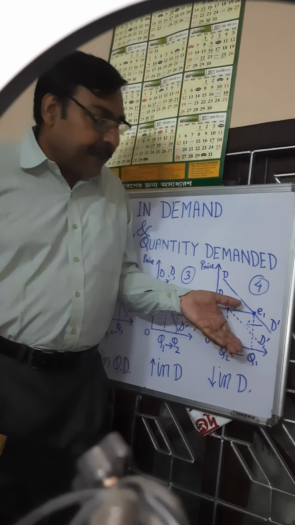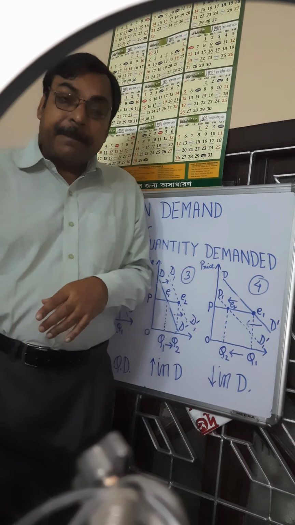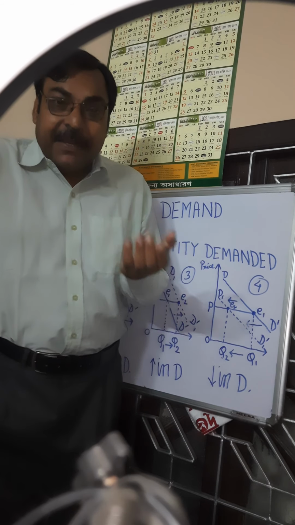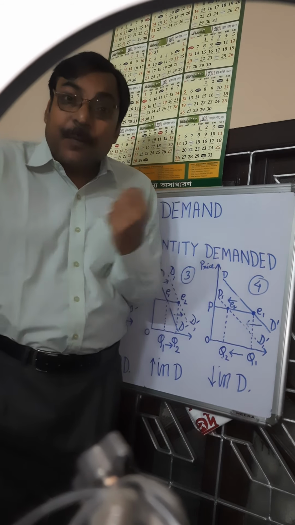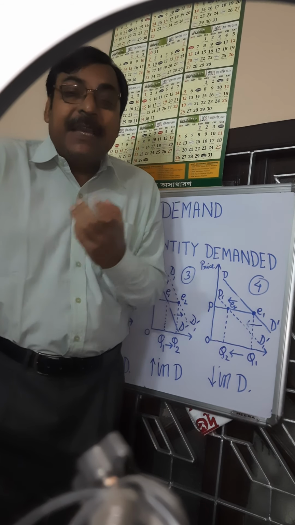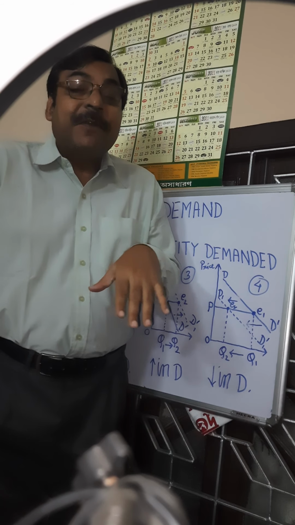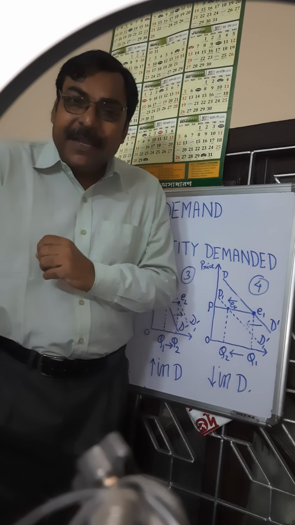And the opposite reasons apply in case of decrease in demand. Decrease in demand is possible when income falls, when consumers' taste goes against the commodity, when the price of a substitute good falls, or when the price of a complementary good rises. These are the reasons of decrease in demand.